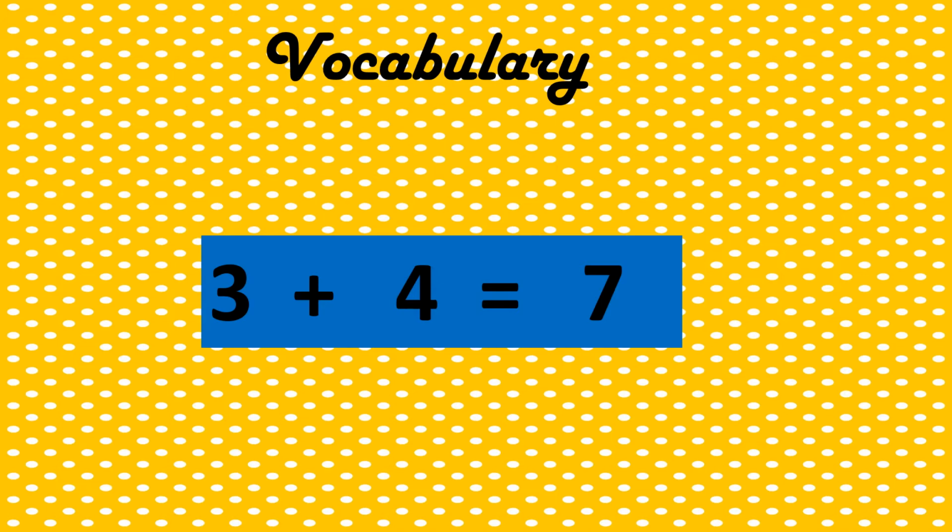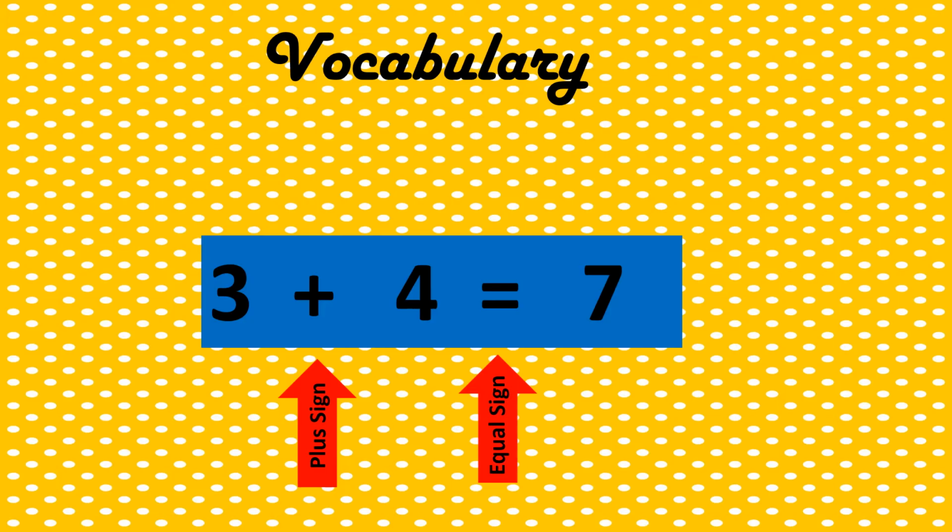Here's our equation, which we've seen before. 3 plus 4 equals 7. So let's go over what the numbers mean and the symbols. This symbol is called a plus sign, and we know every time we see that plus sign, we are going to join or add numbers together.